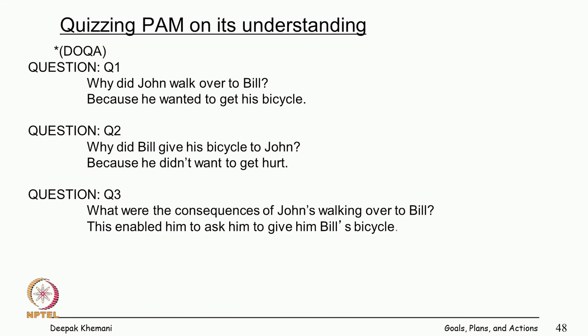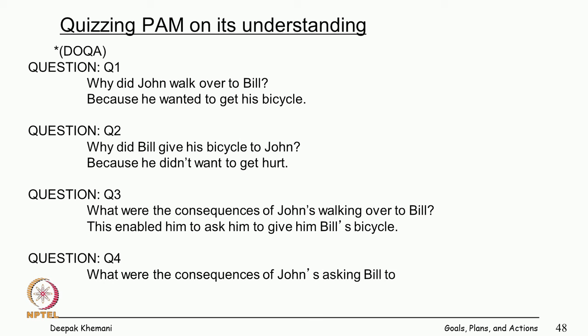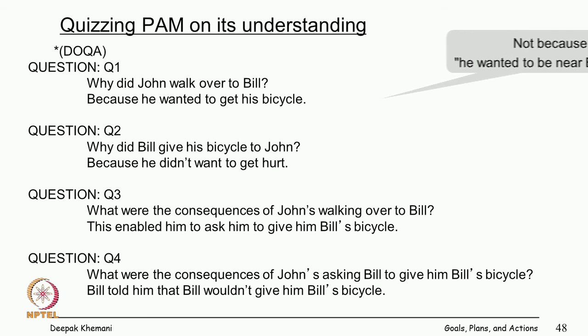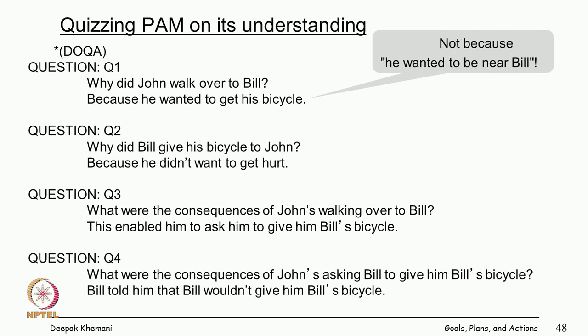Then what are the consequences of John's walking over to Bill? This enabled him to ask him to give him Bill's bicycle. And what are the consequences of John's asking Bill to give him Bill's bicycle? Bill told him that Bill will not give him Bill's bicycle. And you can see that Pam does not try to say that he walked over to Bill because he wanted to be near Bill, because that was actually a sub goal, but it is tying it up with the original goal of him wanting the bicycle.